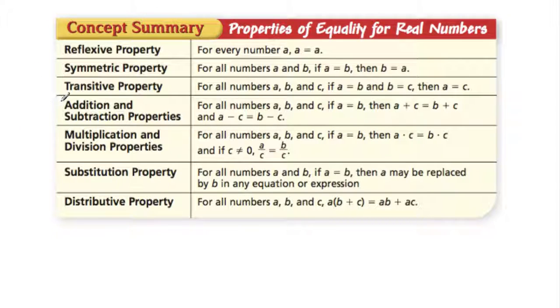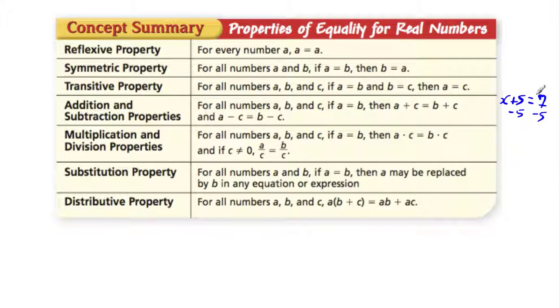What we're mostly going to be using for this section are really these, and sometimes the distributive property. So the addition and subtraction properties. For all numbers a, b, and c, if a equals b, then a plus c is equal to b plus c. And we've seen this before. If I have, better yet, x plus 5 is equal to 7, I can subtract 5 from both sides.